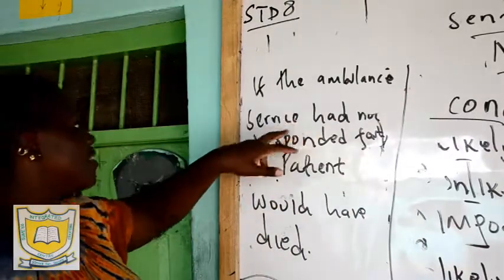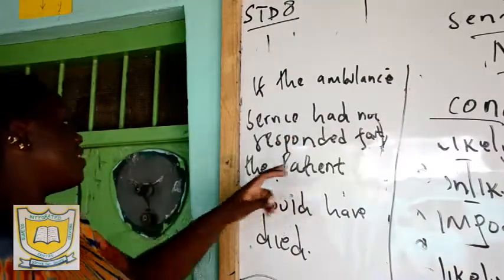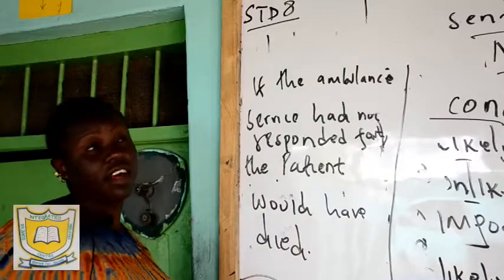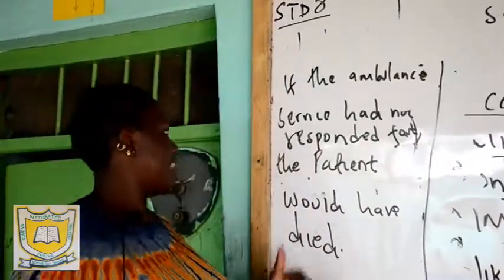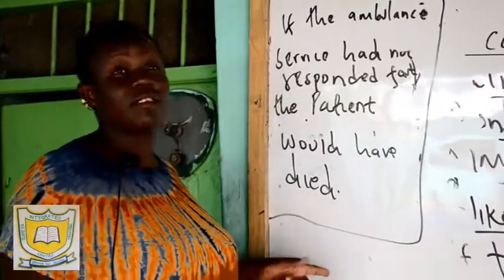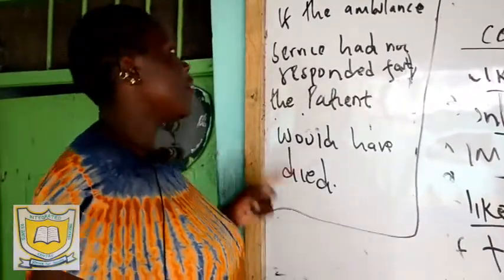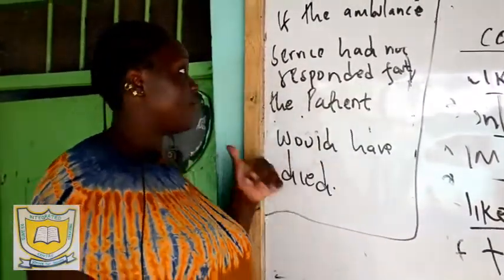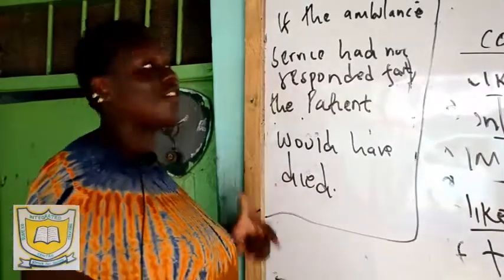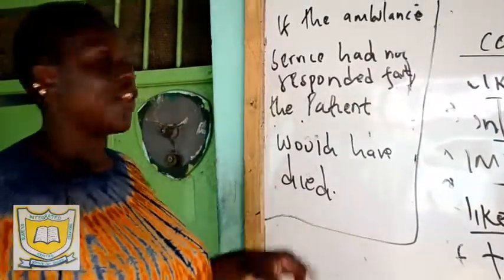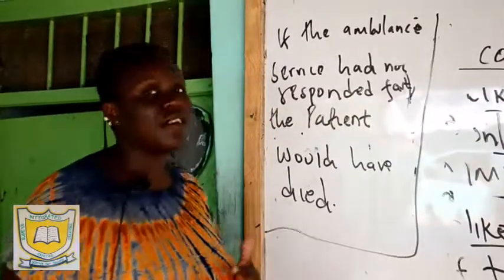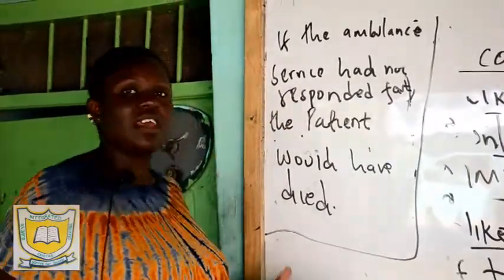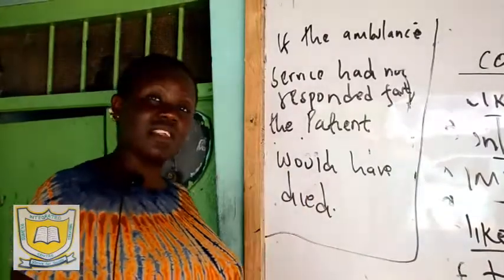If the ambulance service had not responded fast, the patient would have died. Give a sentence that means the same. The patient did not die because the ambulance service responded fast. Or the ambulance service responded fast, and so the patient did not die. Or you can say the patient survived, which means the person did not die. The patient survived because the ambulance service responded very fast.